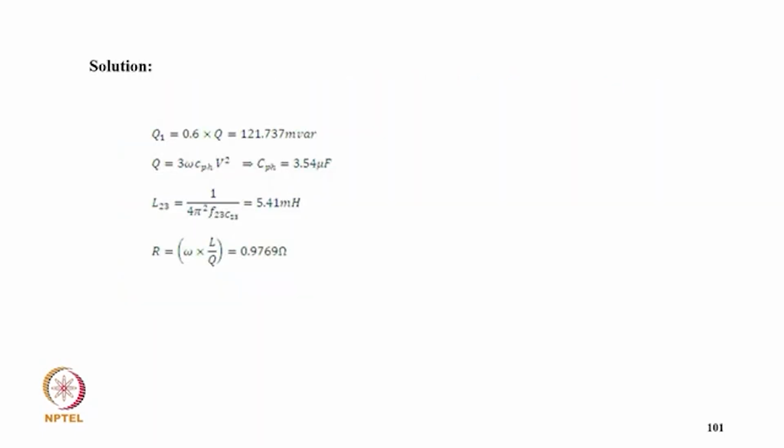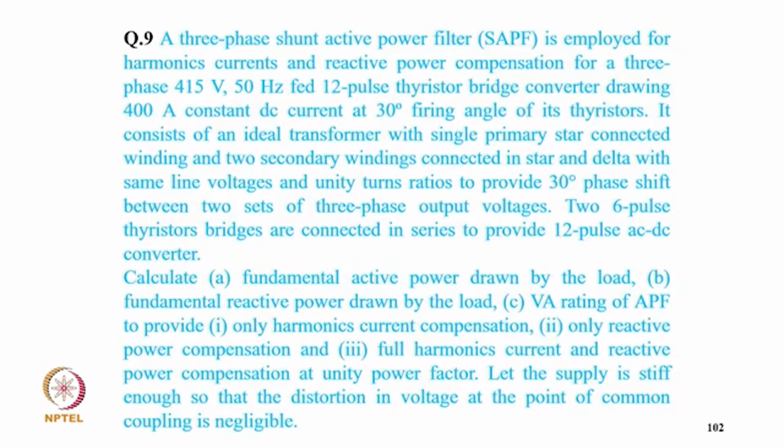So as a solution, Q1 is 0.6 Q, that is 121.73 MVA, and Q equal to 3 omega CPH V square, that is CPH equal to 3.54 microfarad, and L23 is 1 upon 4 pi square F23 square C, that is 5.41 millihenry, and R equal to omega L upon Q, that comes 0.9769 ohm.